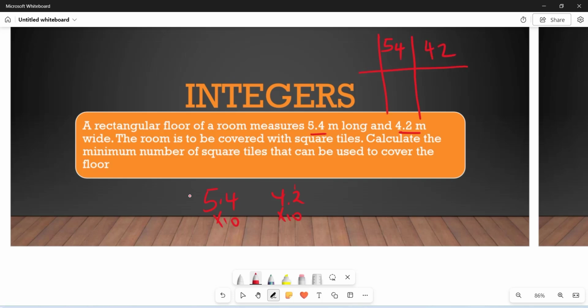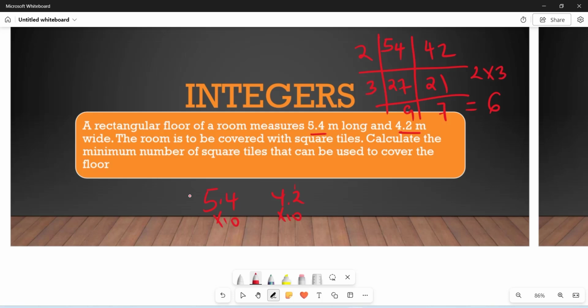To find the GCD, we look for a number that can divide both of them. 2 can divide both. We get 27 here, and here we get 21. Then 2 can no longer divide both, but 3 can divide both. Here we get 9, and here we get 7. There's no other number that can divide both of them. Therefore, the GCD of these two numbers is 6, which is the same as 2 times 3.